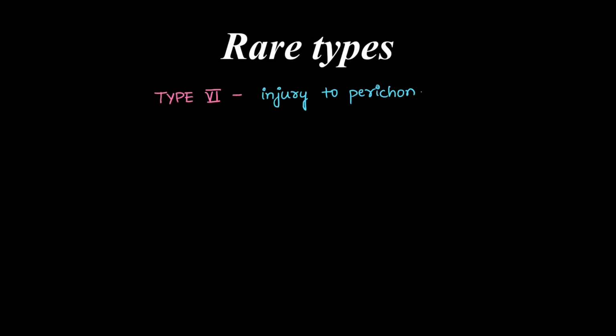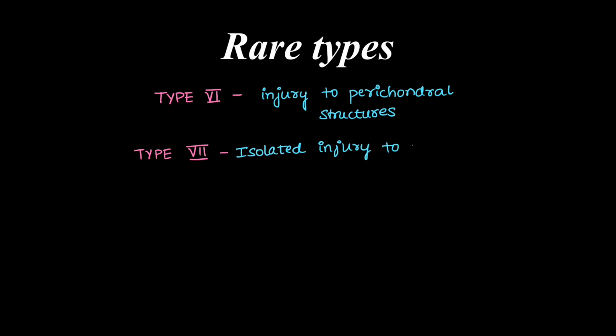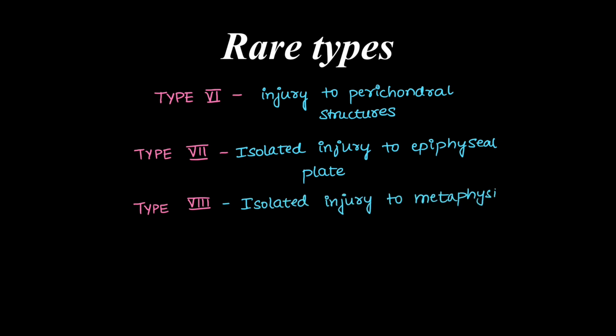Now we'll come to the rare types. Type 6, where there is injury to only perichondral structures. Type 7, where there is isolated injury to the epiphyseal plate only. Next, type 8, in which there is isolated injury to the metaphysis. And type 9, where there is injury to the periosteum only.